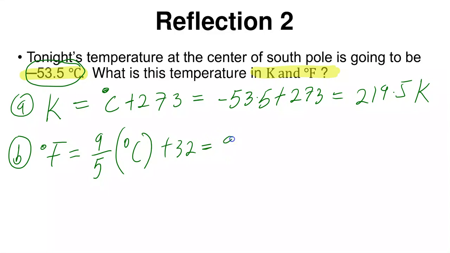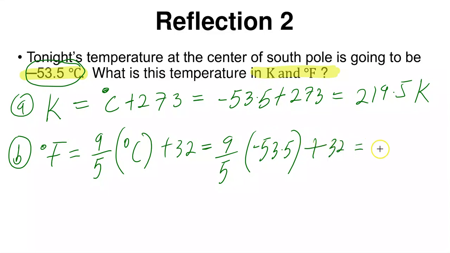So let's do it. It's going to be 9 divided by 5 times negative 53.5. First, I'm doing negative 53.5 times 9/5. Then whatever answer I get, I add it plus 32. And if you did that correctly, you're going to get negative 64.3 degrees Fahrenheit. This becomes our final answer.